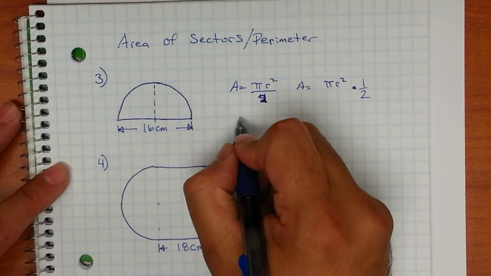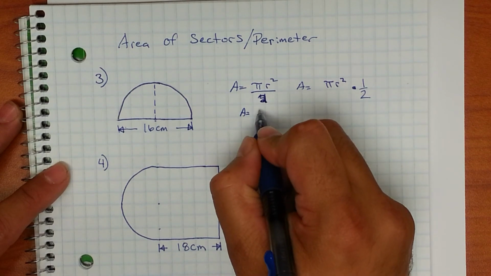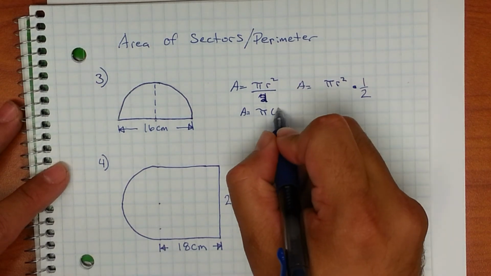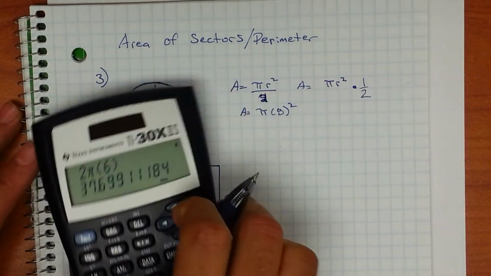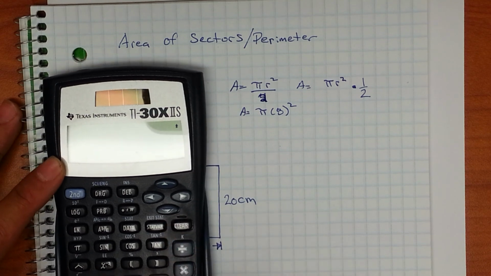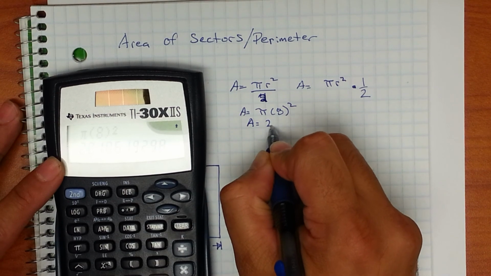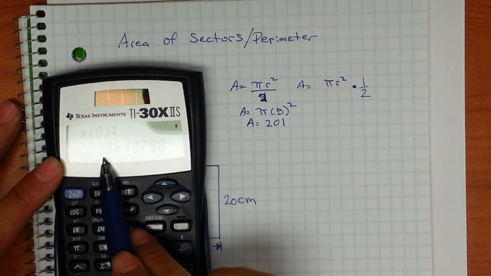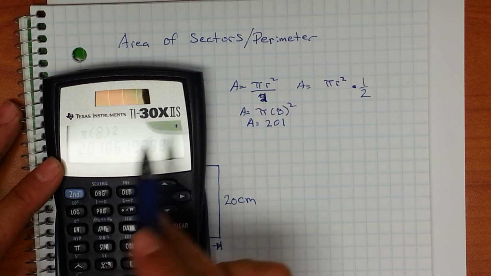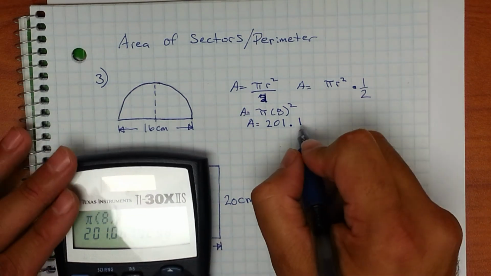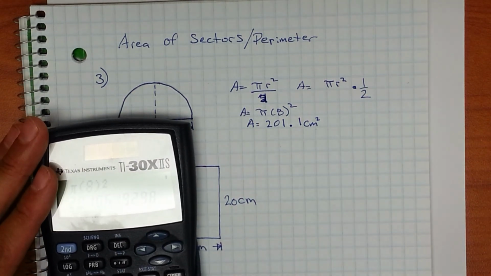So the area is going to be pi, my radius is going to be half of that, so it's going to be 8 squared. Pi 8 squared. So my area equals 201.0, and that 6 is going to make that 0 go up, so 201.1. And my units are going to be centimeters squared.